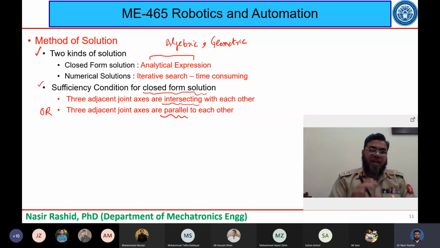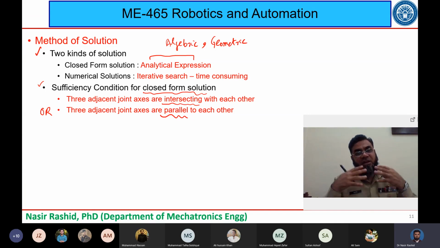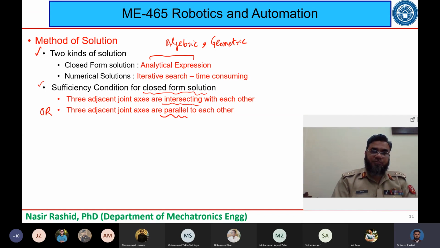So ये एक sufficiency condition है to reach a closed form solution. तो अगर मैं 6 डिग्रीज ऑफ फ्रीडम की बात भी कर लूं और उसमें मेरे पास 3 इंटरसेक्टिंग हो तो I can reach a closed form solution. 6 degrees of freedom है, उनमें से 3 जो हैं वो adjacent हैं and the 3 adjacent are parallel, so I can still get a closed form solution.